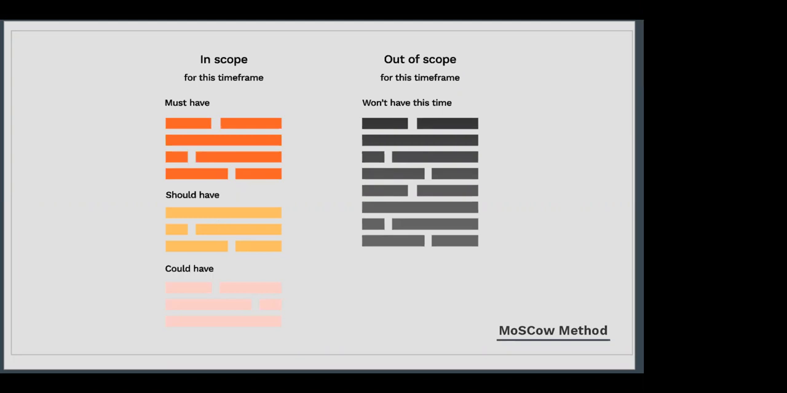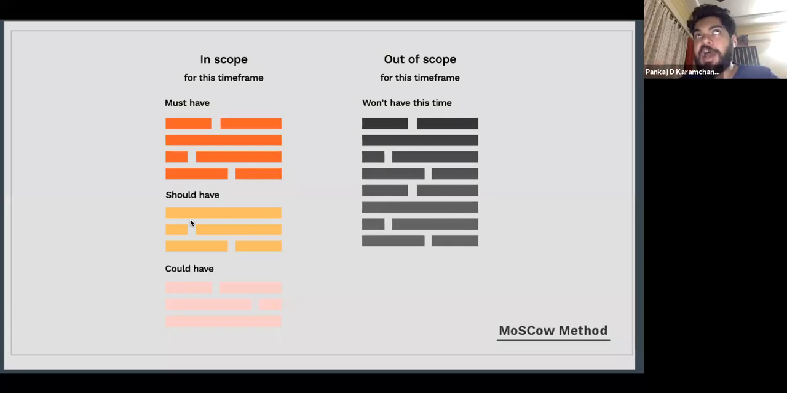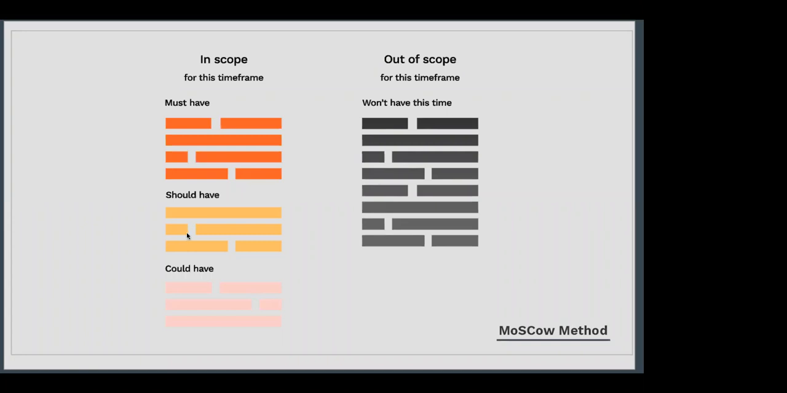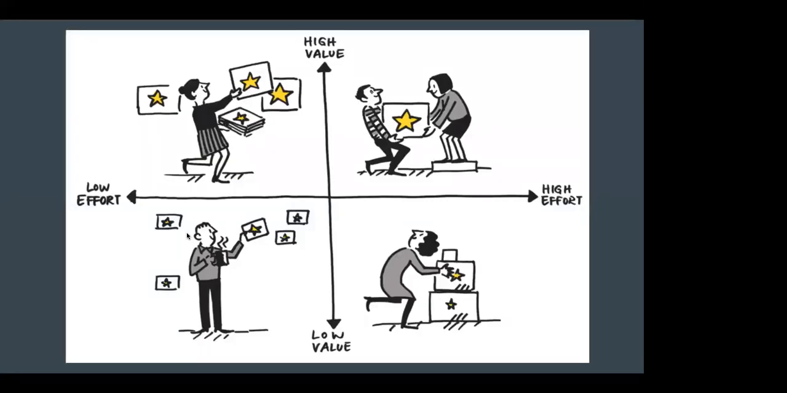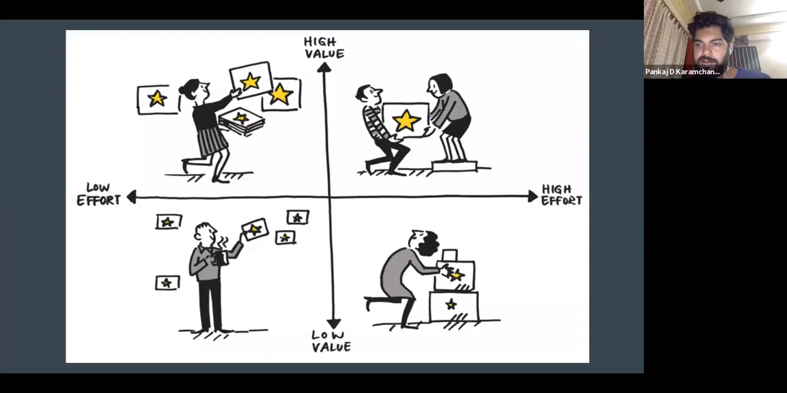Got it. So it's to kind of tackle uncertainty, if you think about it. So at least we know that if this thing is not done at this point of time, then let the sprint go. Right. Okay.